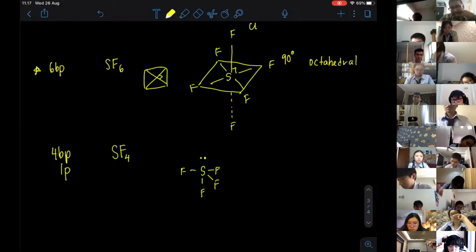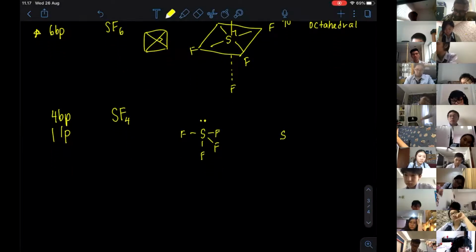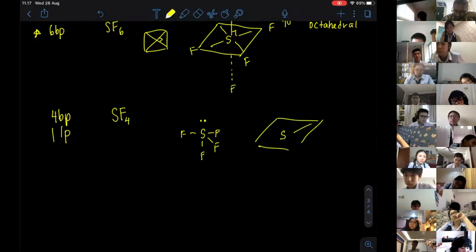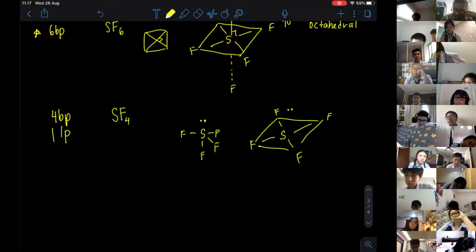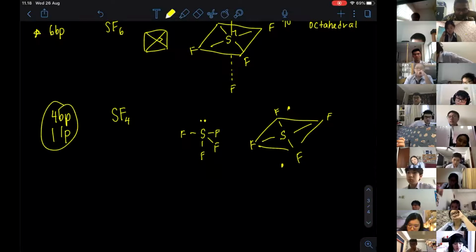I've seen this in one of the past year paper. You have 1 lone pair, for example. It can be 4 bonding pair, 2 lone pair, doesn't matter. What happens over here is, what is the best arrangement for this? The best arrangement for this is sulfur, and then all the 4 arranged here. The electron stays on top. Or if you want, they can stay 1 electron here, 1 electron there also. Doesn't matter. That's why I'm not focusing on this.